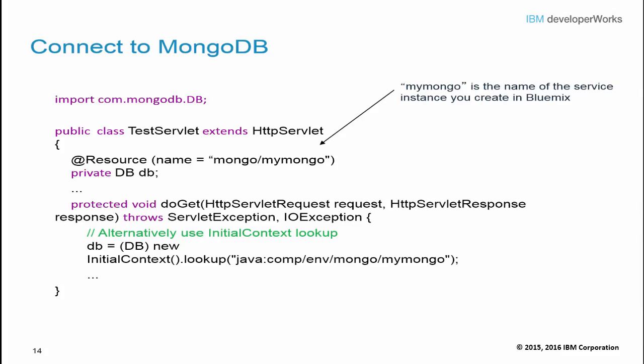You can connect your application to MongoDB by specifying the MongoDB name, for example, mymongo, in the resource dependency injection or initial context lookup of JNDI name of MongoDB. Also, you need to specify mymongo as a service bound to the application in manifest.yml file.